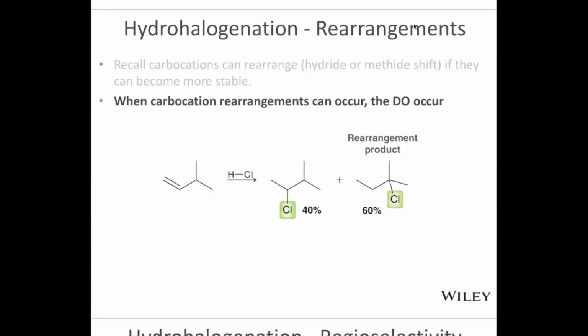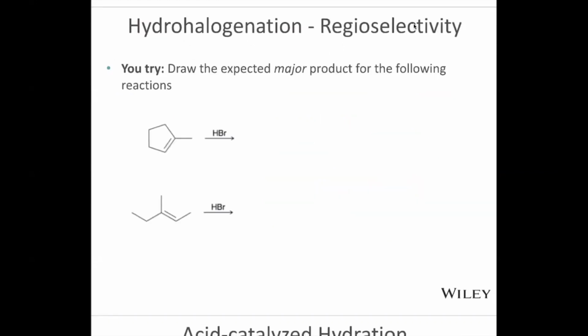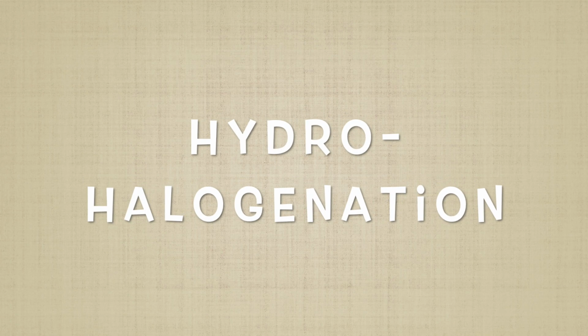When carbocation rearrangements can occur, they will, just like the carbocations we talked about in SN1 and E1. We will get some of the product before the rearrangement, but our major product is going to be the one with the rearrangement. So I'd like you to take just a second and see if you can draw the products of the following two reactions. We'll talk about these two reactions in class.